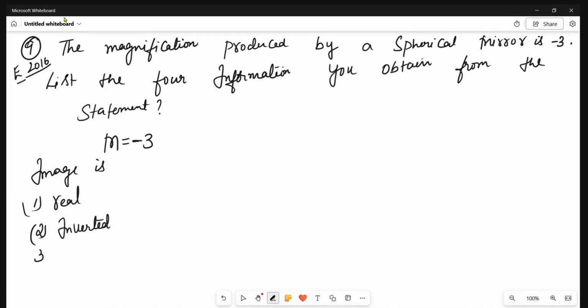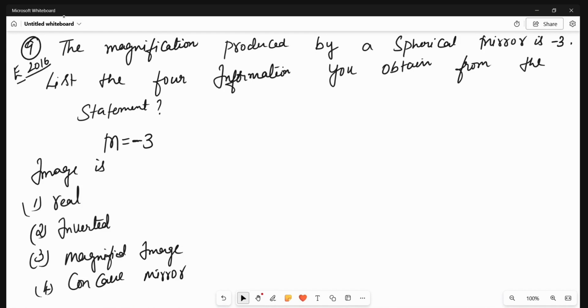Next, 3 indicates what? It is a magnified image. Fourth one, it should be a concave mirror. Why a concave mirror? Because a magnified image we get only in a concave mirror, not in a convex mirror.